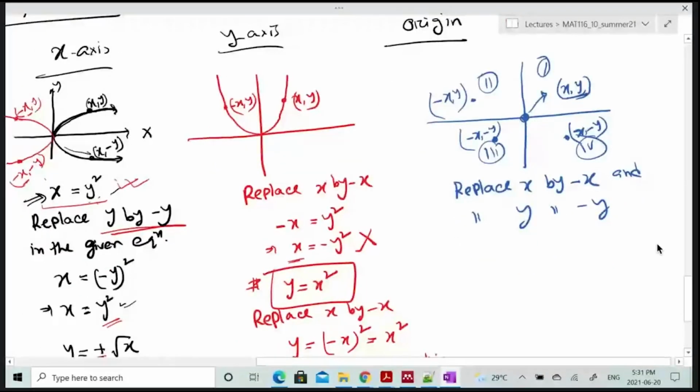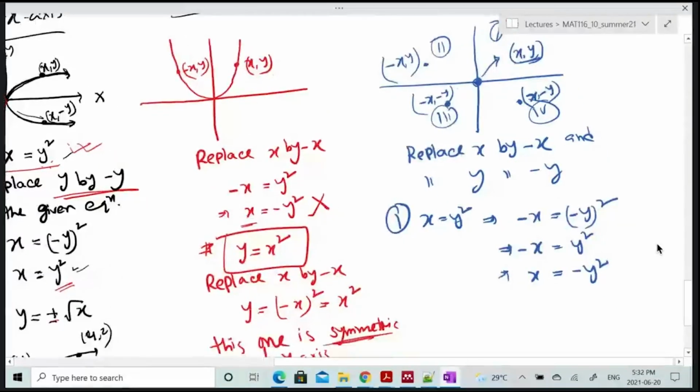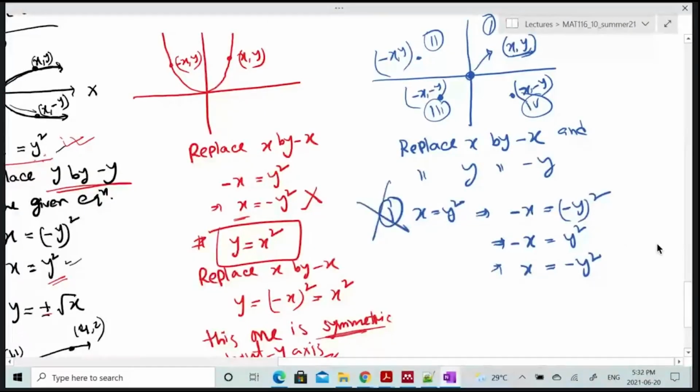The first one we started with is x equal to y squared. Is it going to be symmetric about origin? Let's see. We replace x by minus x and y by minus y, and we get minus x equal to y squared, or x equal to minus y squared. So is it symmetric? No, ma'am. So this is not symmetric about origin.